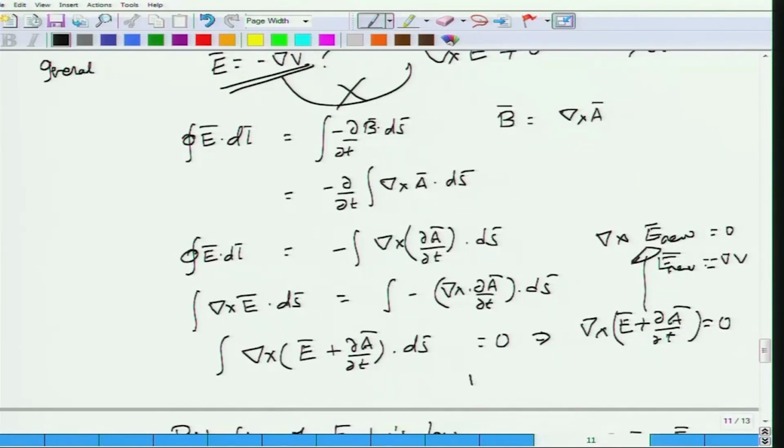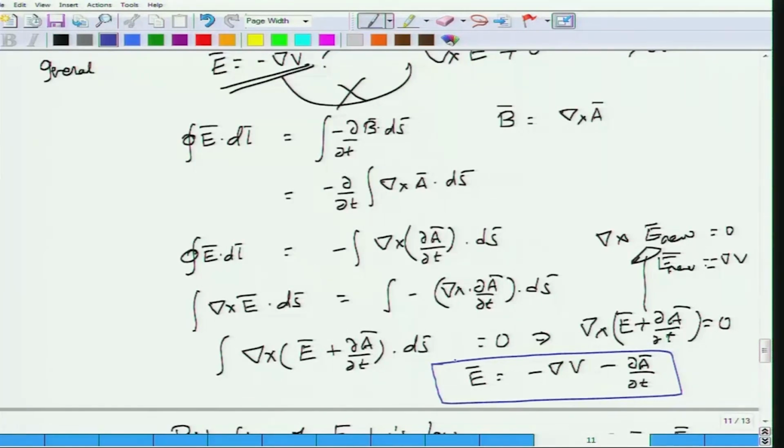Thus you can actually rewrite the electric field as minus gradient of V minus del A by del T, and this will be the general expression for the electric field, having a spatial dependent form only when the time variations are 0, and the time variation included. So this is the expression for the electric field in the most general case.